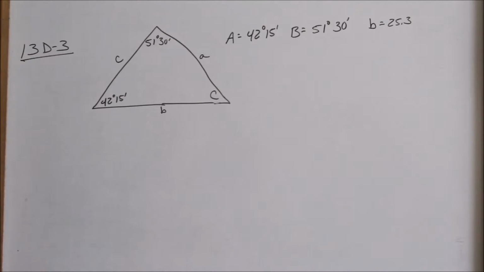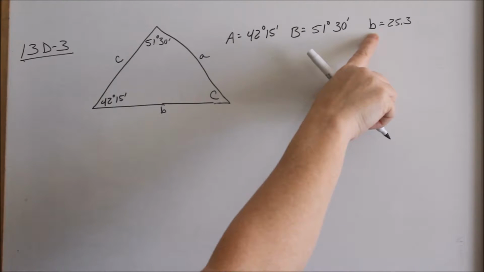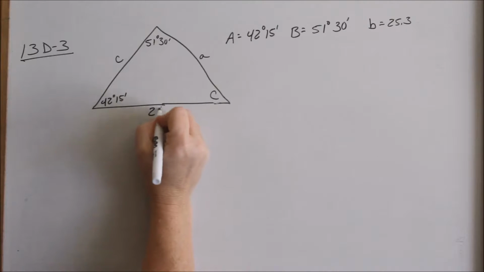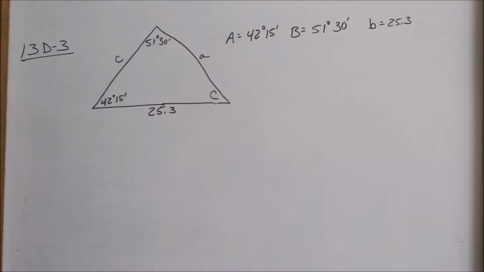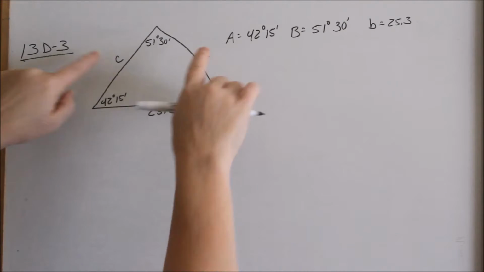The one thing I will note: if your problem uses degrees, minutes, seconds, you need to have your answers in degrees, minutes, seconds. Okay, and then this is side b. Capital letters are the angles, the lowercase are the sides. Side b is 25.3. There are no units, so you don't have to worry about units. It doesn't say inches, feet, meters, or centimeters, so I just don't put units on the sides. The instructions want us to find everything else: the unknown angle and the other 2 unknown sides.